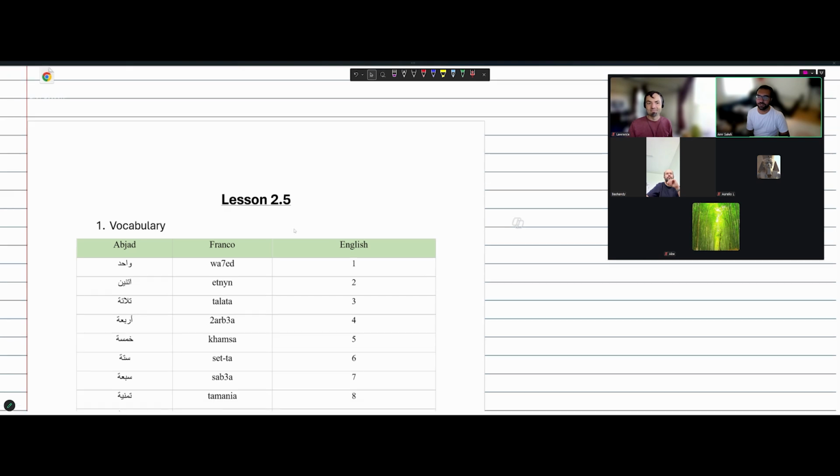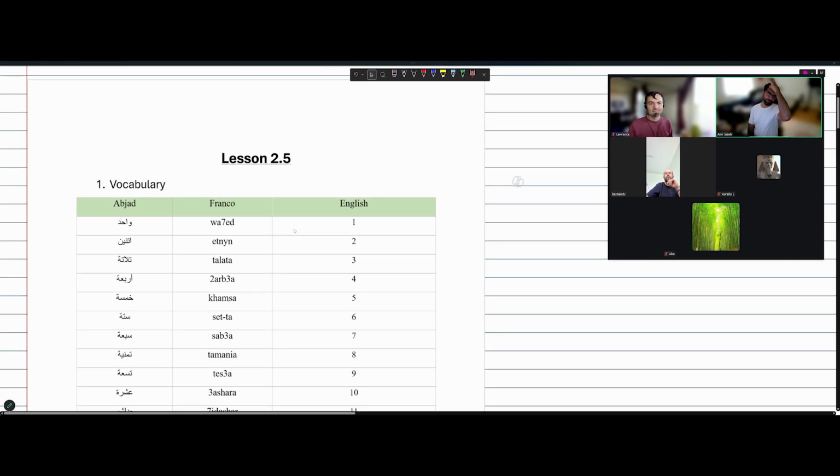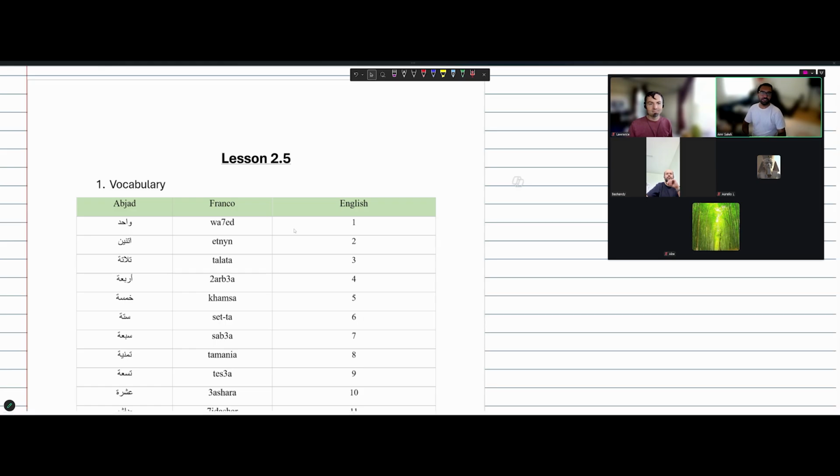Okay, so lesson 2.5, because I have a bit of an OCD when it comes to sticking to the source material. So when you go to lesson 3, it's going to be actually lesson 3 in the book.